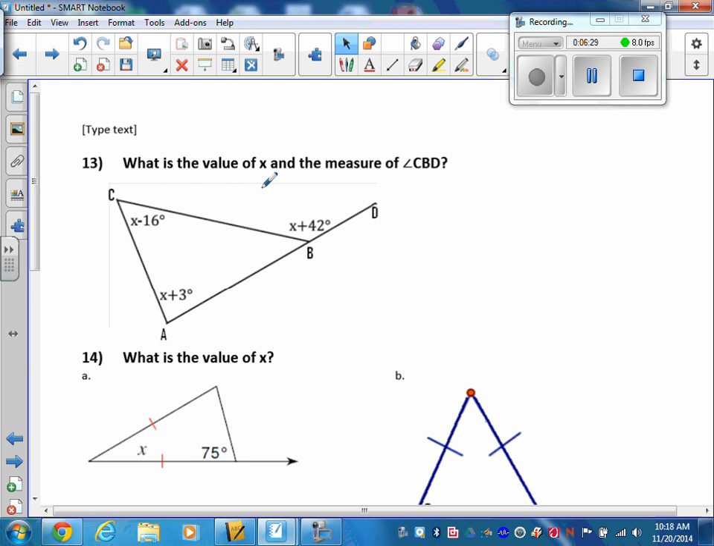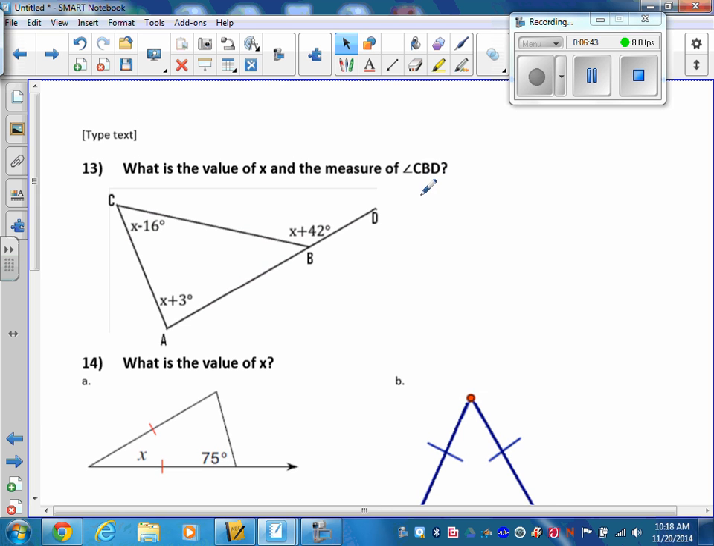Now, this is what we practiced recently. This is the external and internal angle piece. So what we know is that this angle plus this angle is equal to that external angle. So x minus 16 plus x minus 3 equals x plus 42. So 2x minus 19 equals x plus 42.